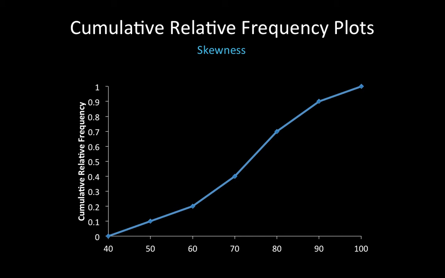The histogram of the frequency of the same data, as shown in the last video, also looked symmetric, so its cumulative relative frequency plot makes sense. So if the distribution was skewed right, the plot would rise steeply at first, like this, and then it would level out.